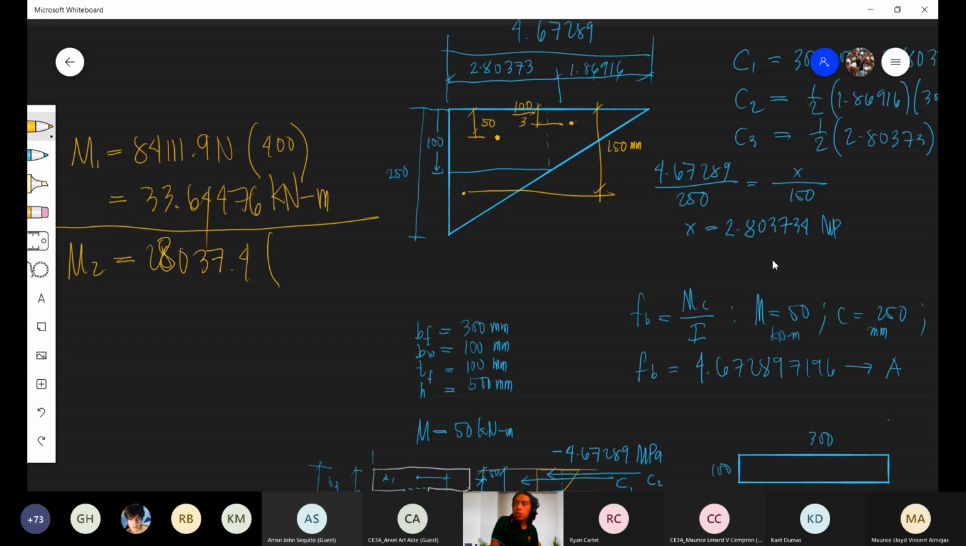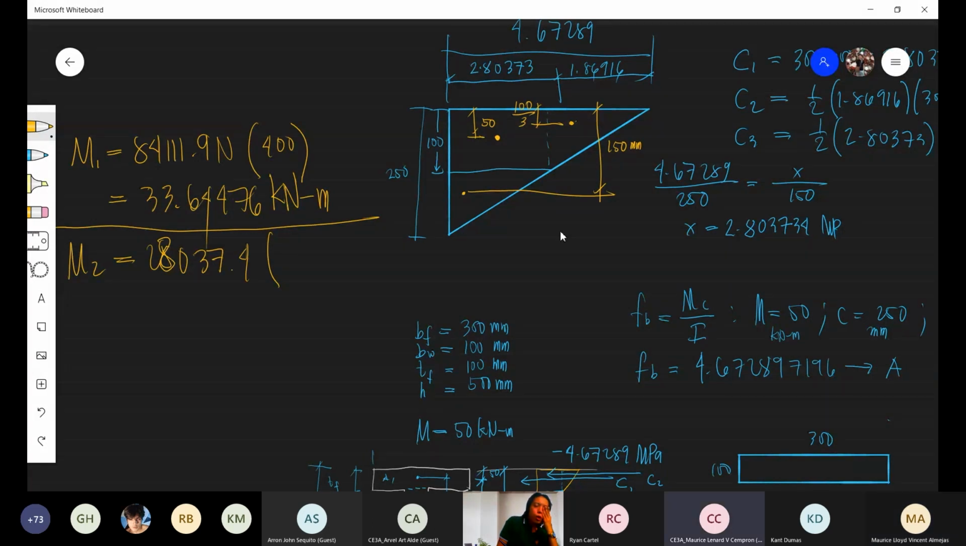0.4 times the distance. What's the distance between the force acting on this point and the force acting on the lower portion of the beam? The distance is 100 over 3, right? So 500 minus 100 over 3, then at the bottom there is another 100 over 3, that is 50 over 3. So that would be 200 over 3. Yes, sir.